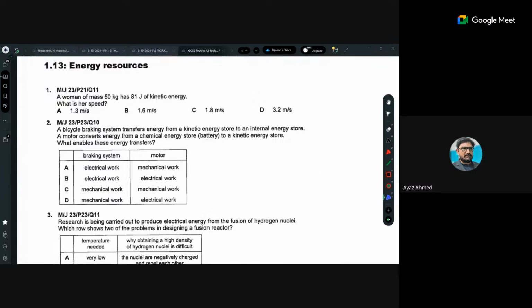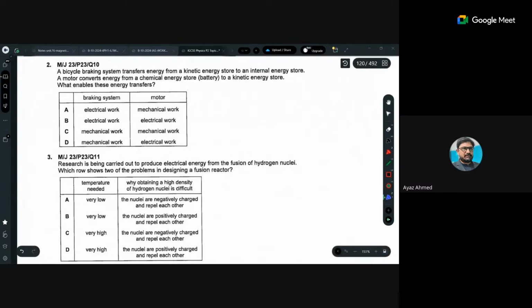Here is the transfer of energy resources. Question number one is calculated. The woman's mass is 50 kg and she has 81 joules of kinetic energy. What is her speed? You can use the formula KE equals 1 by 2 mv square, and from here you can calculate v. I believe it would be easy for you, so I'm going to skip and move on.